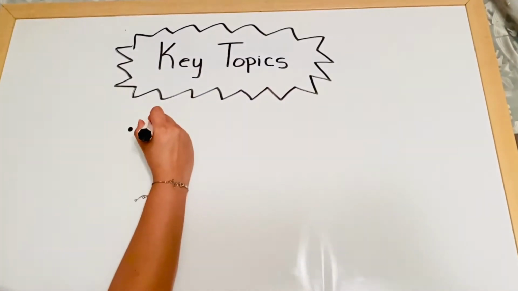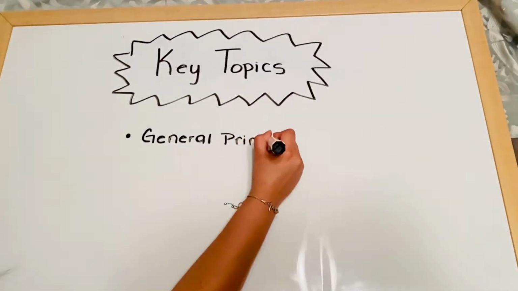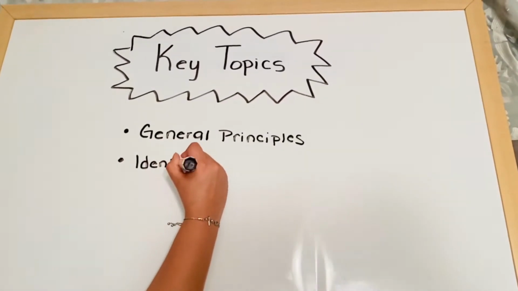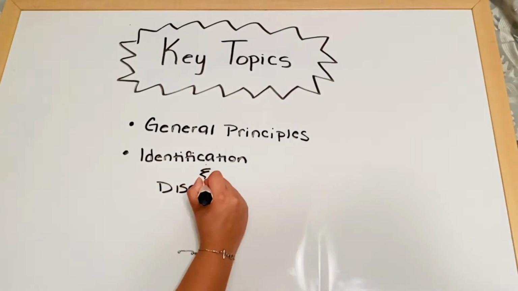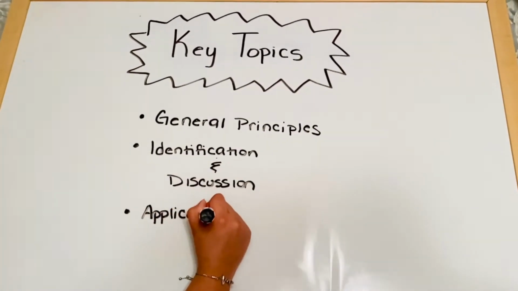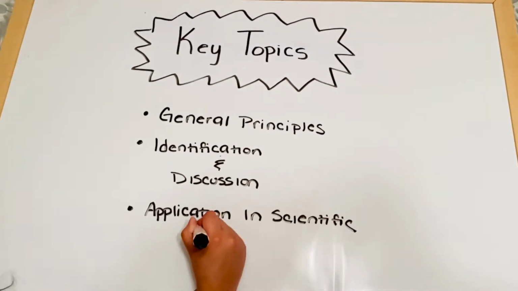EIA. As we go through this presentation, we will be focusing on a variety of key topics which include the discussion of the general principles involved in ELISA, the identification and discussion of the different varieties of ELISA techniques, and an example of application of the ELISA technique in scientific research will be presented.